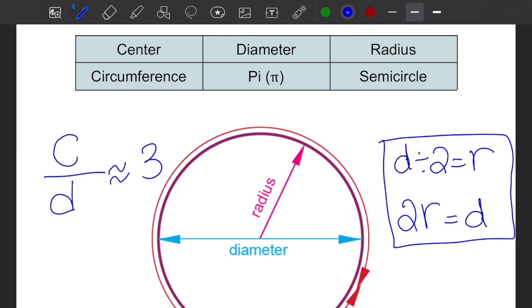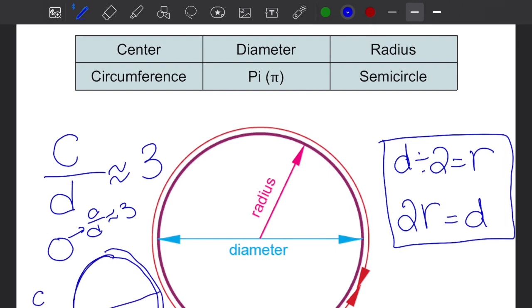So any question that asks you to estimate the circumference of a circle or the diameter of a circle, you can just say that pi is around 3. And make sure that you use this symbol for approximately, okay? And pi basically works for any circle. So if I have a tiny circle like this or a big circle like that, if I take this circumference divided by the diameter, I would get about 3. If I took this circumference and divided it by the diameter, I would get about 3. And feel free to test this yourself, okay?